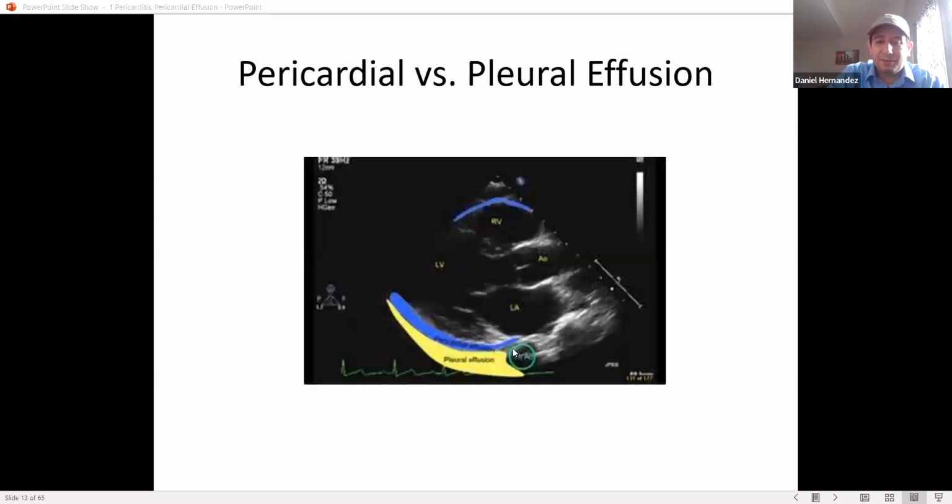So we're just going to remember, just go back in time. Our parasternal long axis view, our descending thoracic aorta. Just remember that our pericardial effusions are going to be anterior. We're going to see the extension of that pericardial effusion anterior. Any fluid collections that appear to run posterior to that descending thoracic aorta are likely pleural effusions.